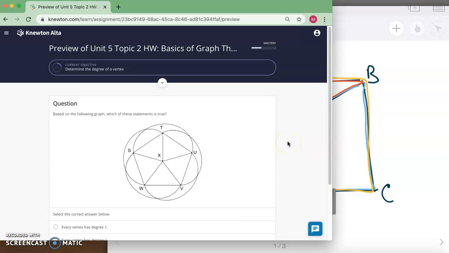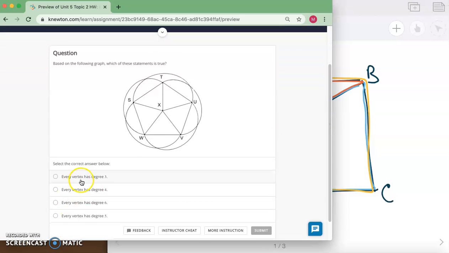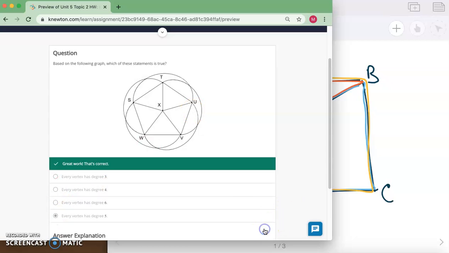All right. Based on the following graph, which of these statements is true? So let's see, it says every vertex has degree 3, degree 4, degree 6, or degree 5. Well, we know every one of them has the same degree, which means the same number of edges coming off it. So we really just have to go to one and count. We have 1, 2, 3, 4, 5 coming off of X. And just for double checking, let's check U. 1, 2, 3, 4, 5. So every vertex has degree 5.